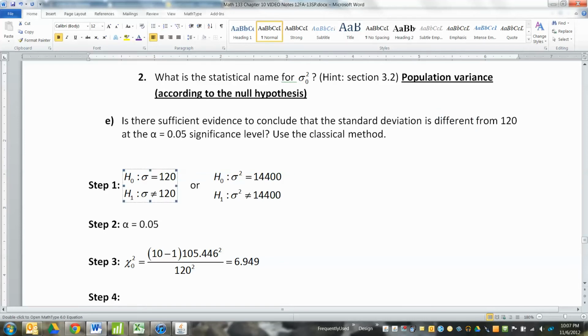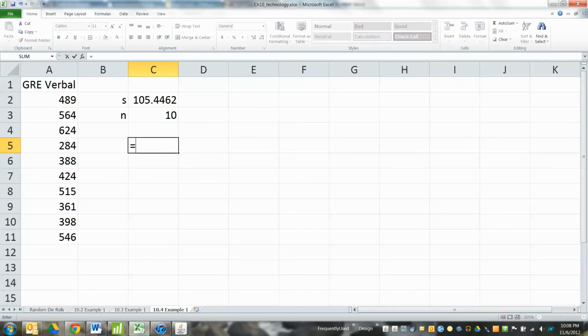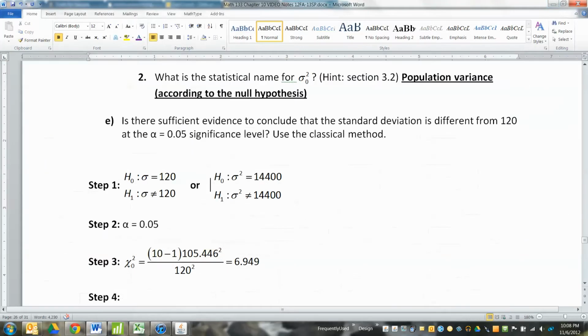The other way you can do this, you could write it like that, or you could write it as sigma squared equals 14400. Now where am I getting that from? Well, if you take 120 and you square it, you get 14400. That's where I got that number from. Because if the standard deviation is not 120, then the variance is not 14,400. They go hand in hand. So you could write the one on the left, or you could write the one on the right. Either one is completely valid as your null hypothesis.